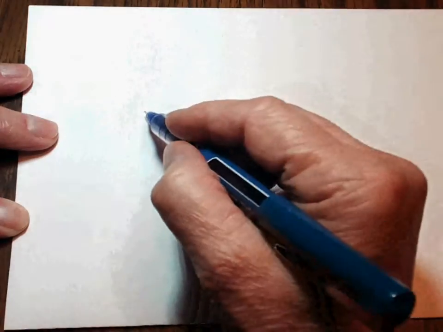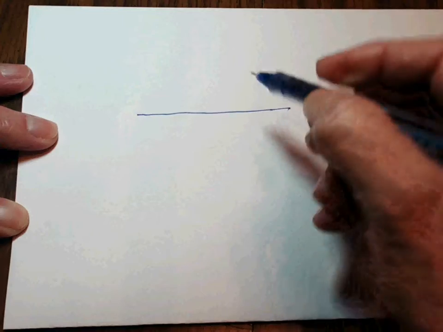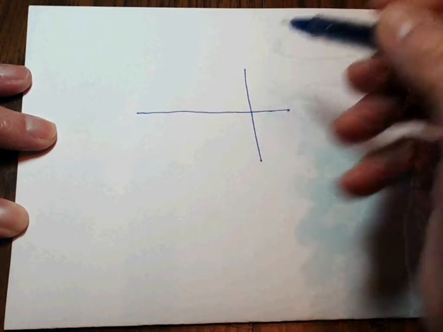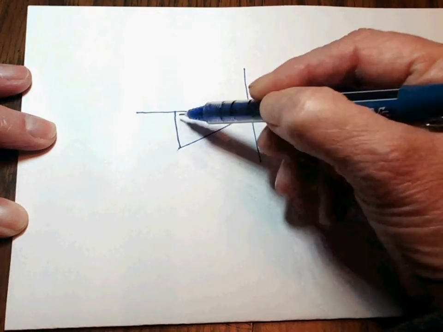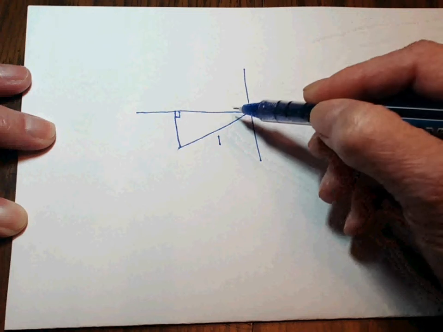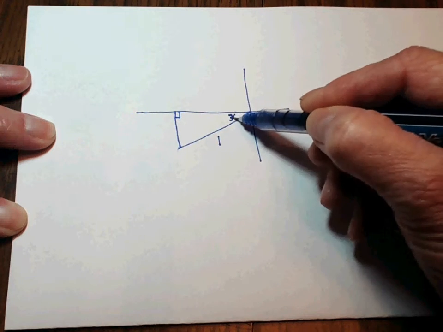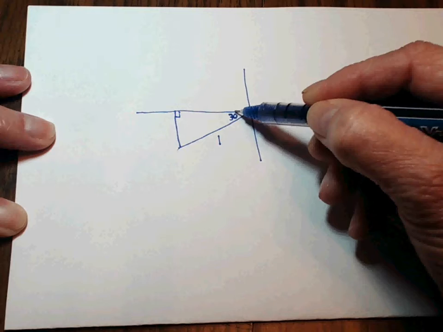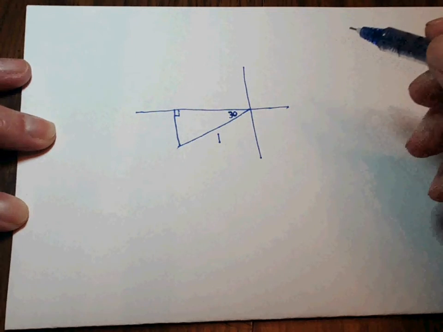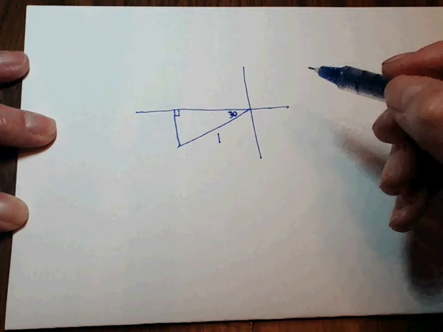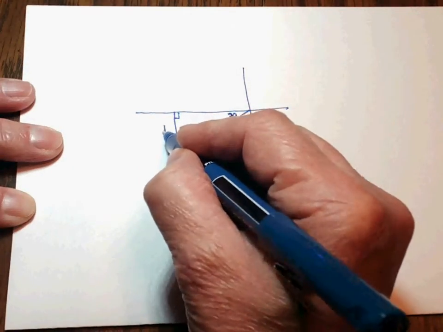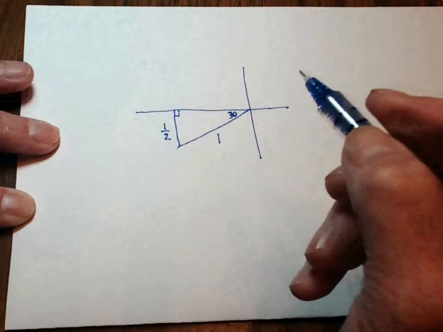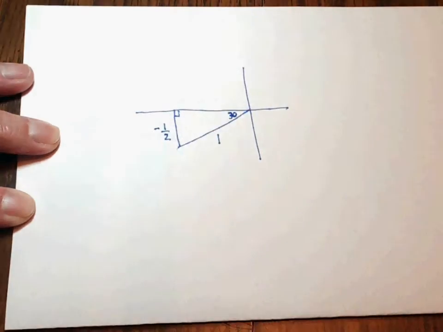Next, we take the 30-degree angle and move it down into the third quadrant. Hypotenuse is still 1, and we've gone 30 degrees past 180. The shorter leg across from 30 is still half the hypotenuse, but since it's now down in the third quadrant, it will need to be negative.